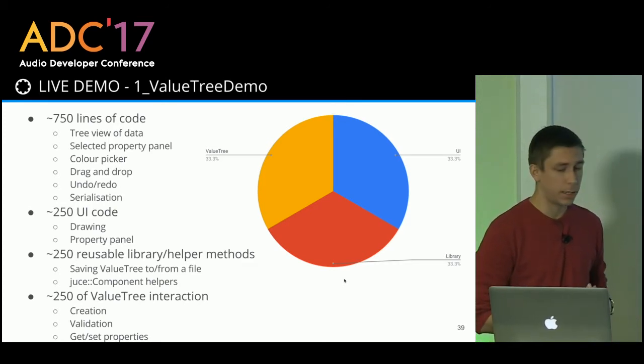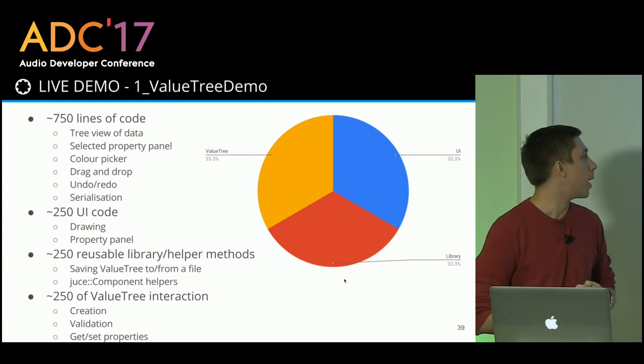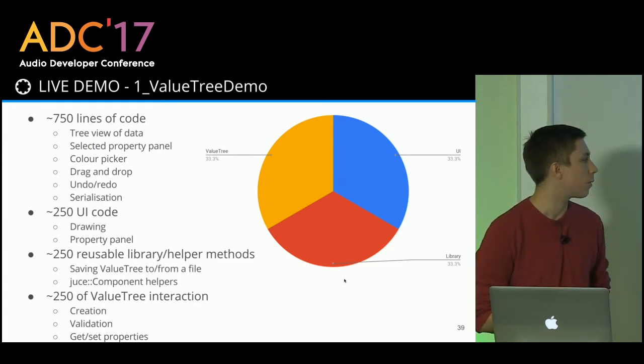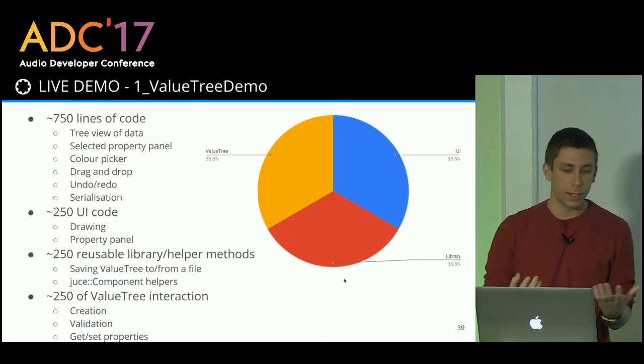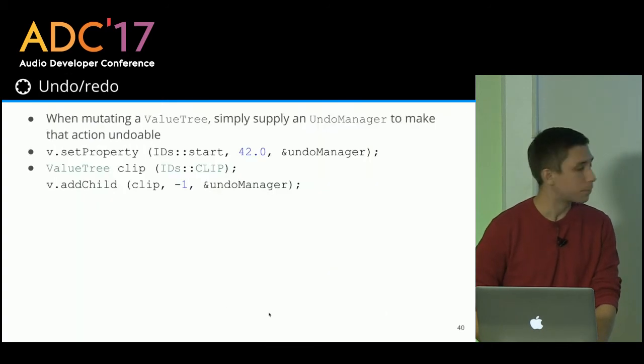If we break that down a little bit further, we get 250 lines of UI code, which is always a big bulk of your code. We have 250 lines of reusable helper methods, so that includes saving the value tree to and from a file, and also some component helper methods I've got. And then there's about 250 lines of value tree interaction. So really a very small app for quite some high-level functionality.